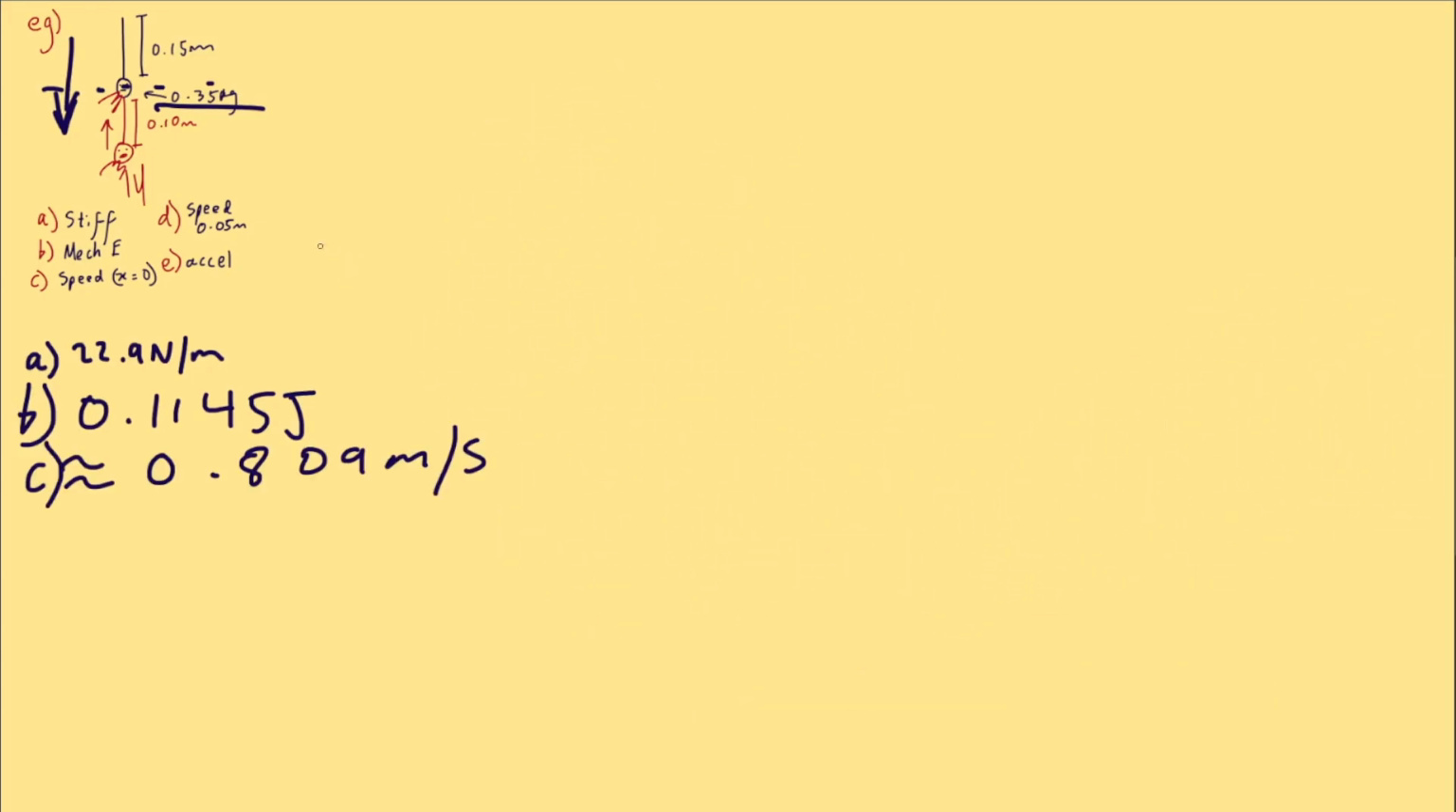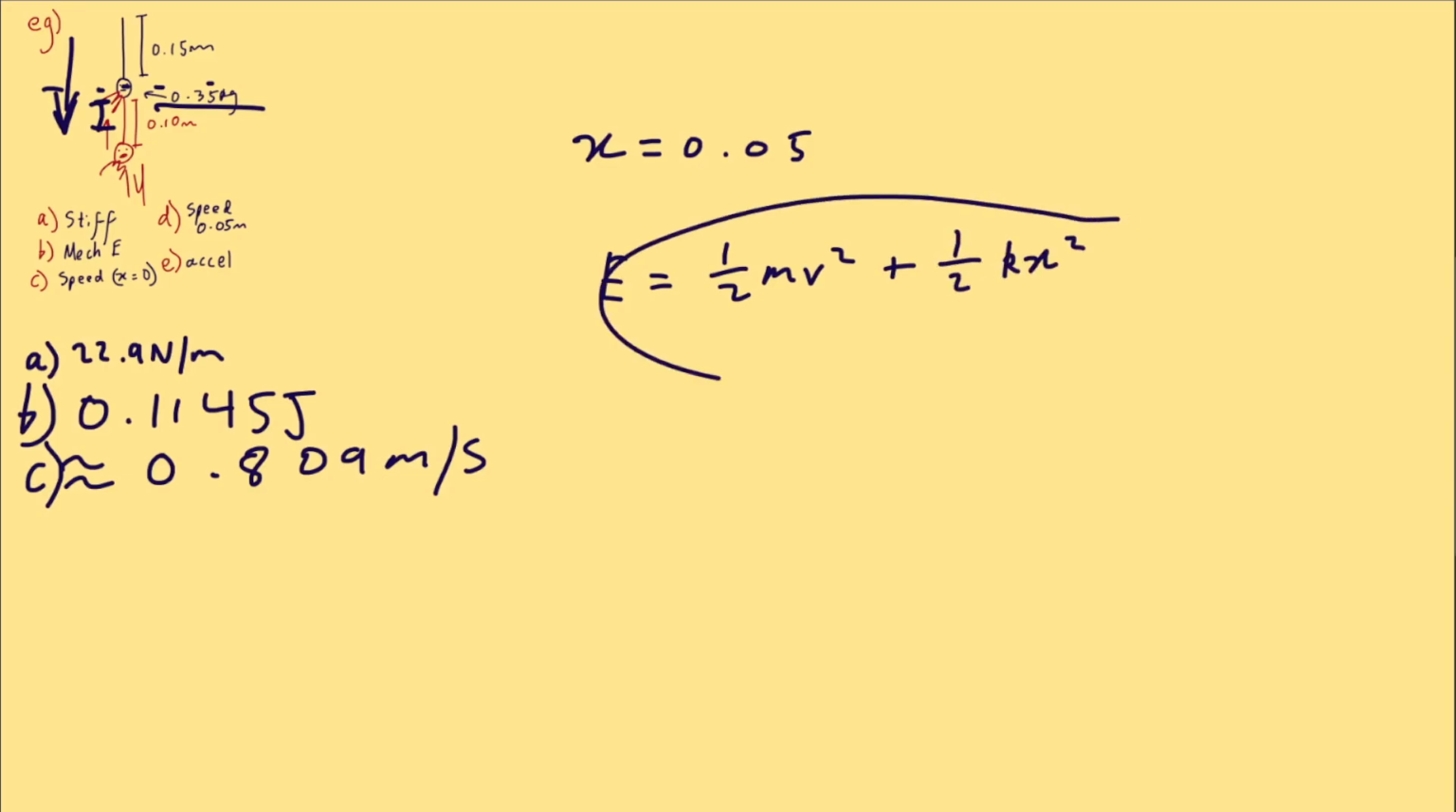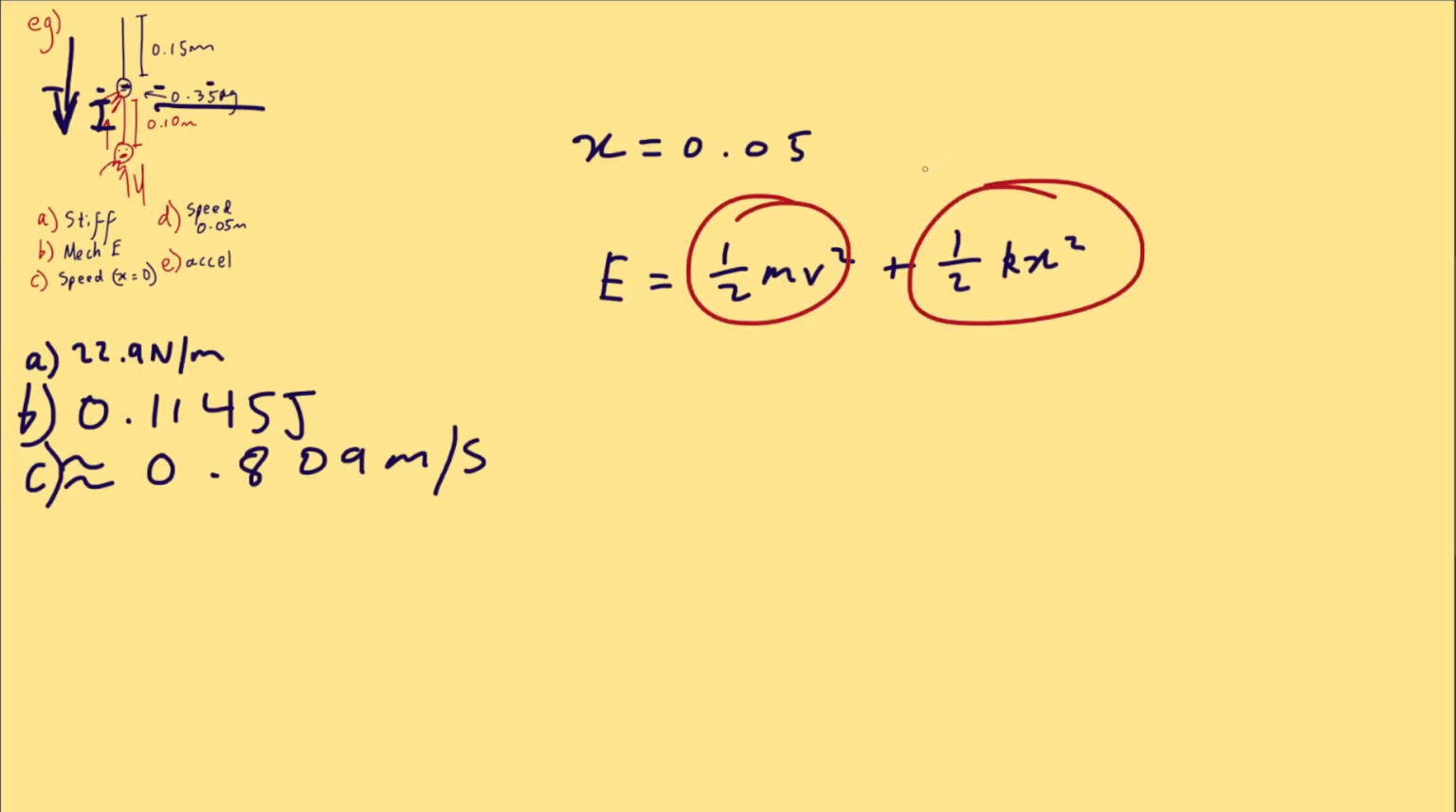For the fourth problem, we're looking at his speed when he's 0.05 meters from the center. That's actually halfway up. Let's set x to 0.05. That's the displacement from the center. We can use our energy equation, which is kinetic energy plus potential energy. And we need to consider both because it's not at the center, it's also not at one of the ends. So both potential energy and kinetic energy is present. Let's find both of these values one by one.